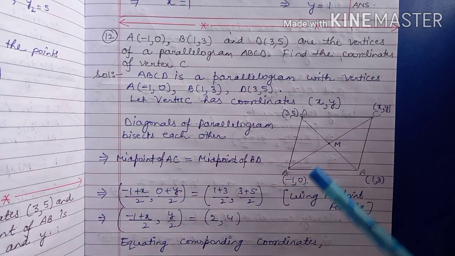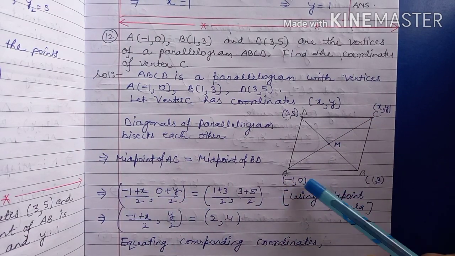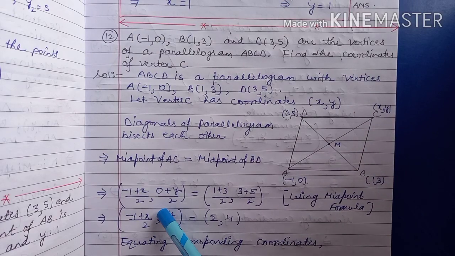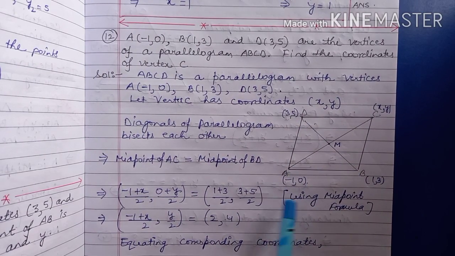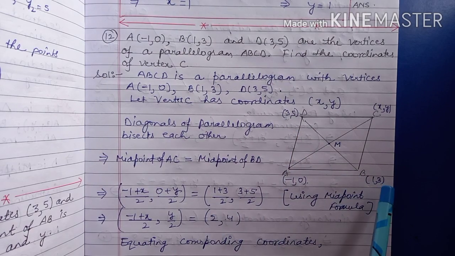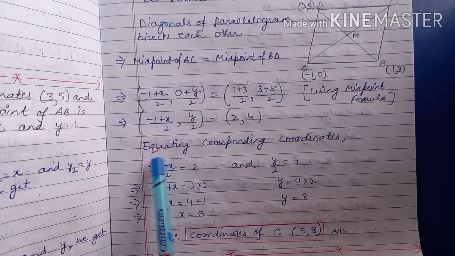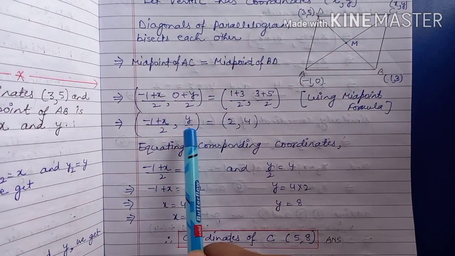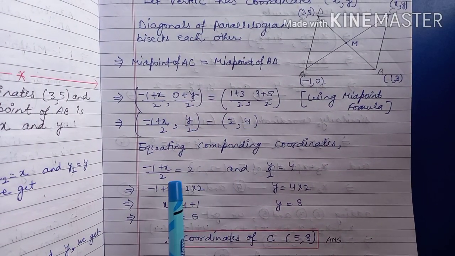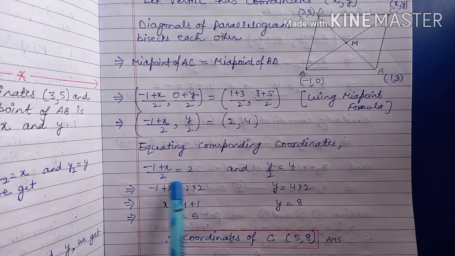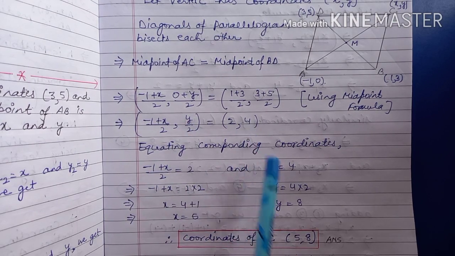For AC, it is (minus 1 plus x) over 2 and (0 plus y) over 2. For BD, it is (1 plus 3) over 2 and (3 plus 5) over 2. Simplify the right hand side and left hand side. 0 plus y is y, 1 plus 3 is 4, 4 over 2 is 2, 3 plus 5 is 8, 8 over 2 is 4. Now equate corresponding coordinates: the x coordinates on both sides are equal and the y coordinates on both sides are also equal. So (minus 1 plus x) over 2 is equal to 2 and y over 2 is equal to 4.